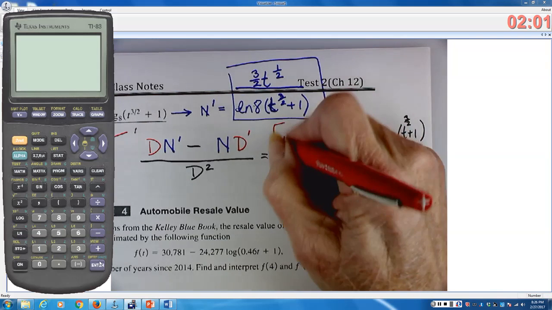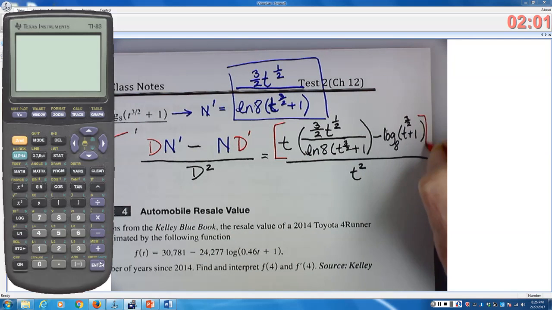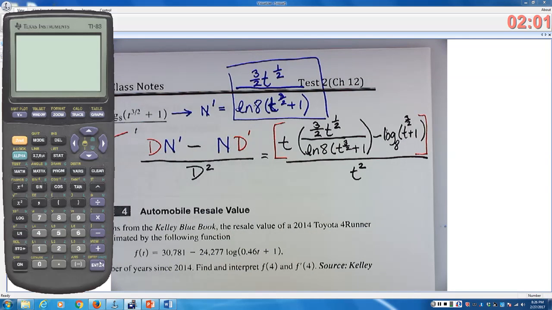Basically, you're going to need to set your numerator off. It's going to be the biggest thing. Okay? That's about as ugly as it could get.